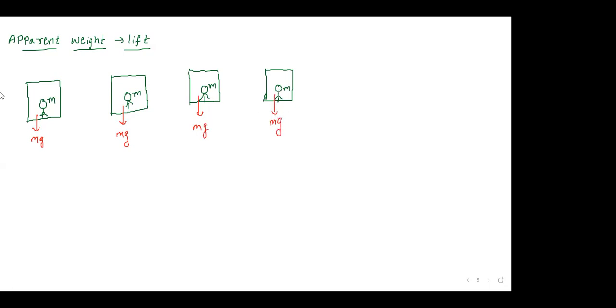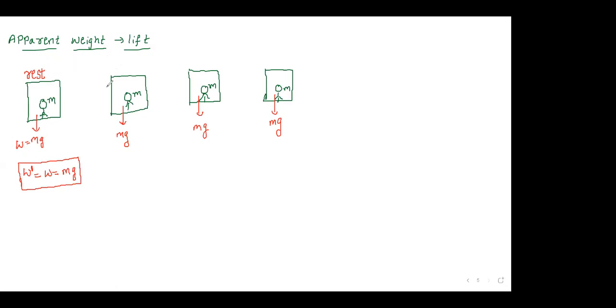Okay. Now, I'm going to say that the lift is at rest in the first case. If the lift is at rest, the weight will not change anything. So the apparent weight W dash will be W only. That is equal to what? Mg. There is no change in the weight when the lift is at rest.